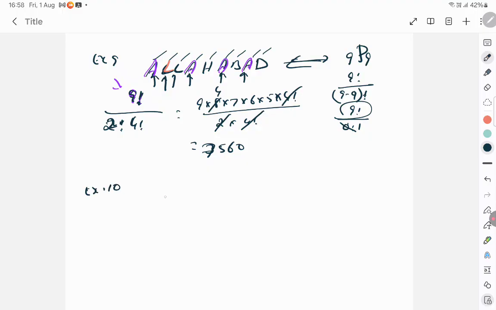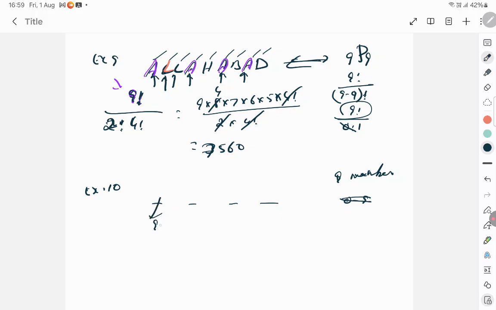How many 4-digit numbers can be obtained from the digits 1 to 9? So 1, 2, 3, 4 digits. When the repetition is not allowed, I'm all the more happy. 1 to 9, how many numbers are there? There are 0 to 9 means 10. So 1 to 9 means 9 numbers are there. So just remember that when they give you 0 to 9, it's 10 numbers. 1 to 9 means it's 9 numbers.